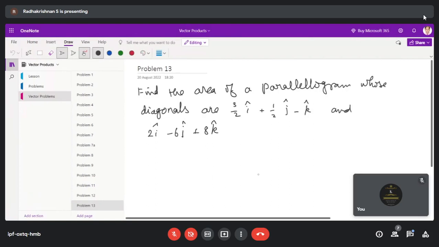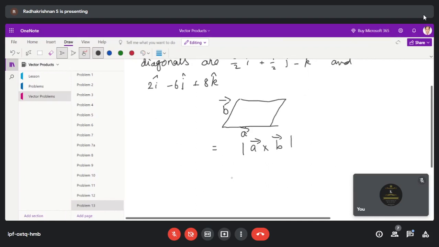The area of the parallelogram is actually given by two formulas. Suppose these are the adjacent sides A and B, then it is given by the magnitude of A cross B. But if these are the diagonals C and D, then in terms of diagonals it will become half of C cross D.